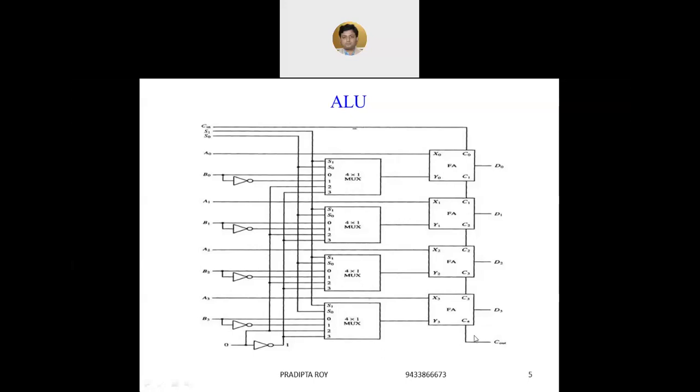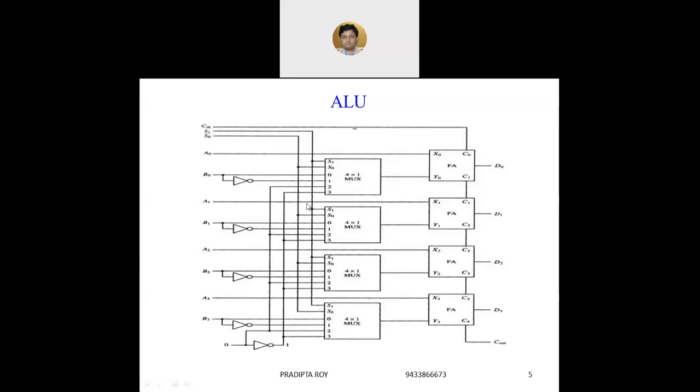Next, if S1, S0 are 1, 0, that means the third input of every MUX will be selected. That is, input line 2 of every MUX will be selected. And you can see input line 2 is connected to input 0. That means we are not giving any input values to B. So only A0 is transferred to X0, A1 is transferred to X1, A2 is transferred to X2, A3 is transferred to X3, and so on.